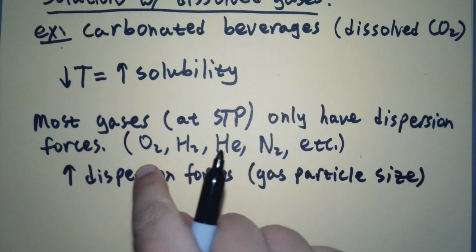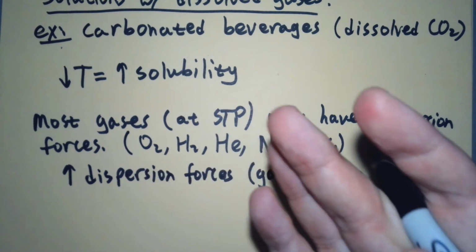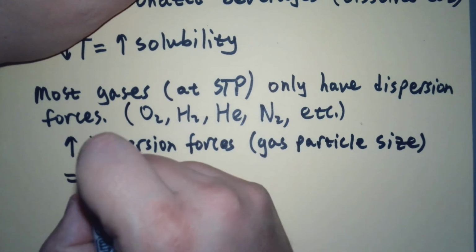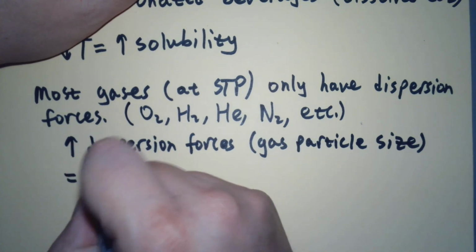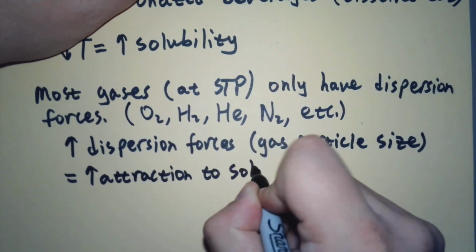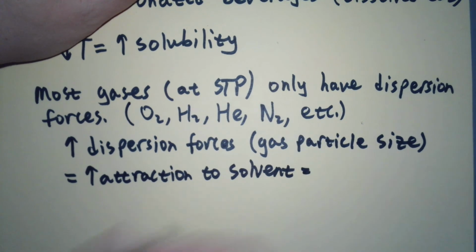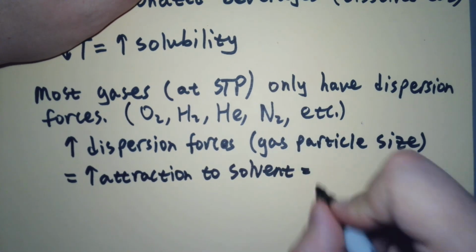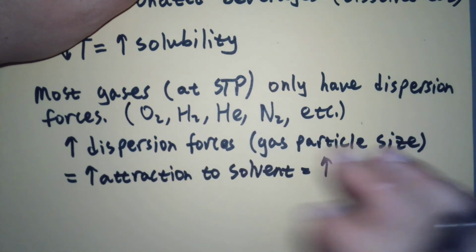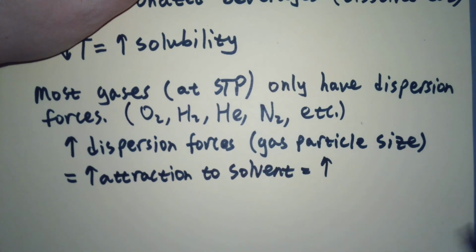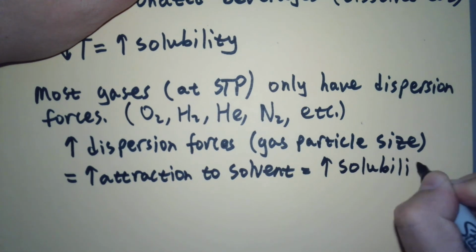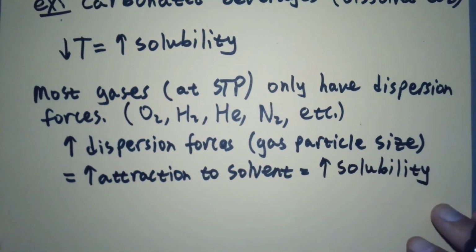So for example, oxygen is bigger than hydrogen. It's going to have greater dispersion forces. And so as that happens, we get an increase in attraction to the solvent, which equals a greater solubility, because the solute attraction is really, really low. And so it's really just all about this. And so we can actually talk about a trend here. So stronger IMFs for gases equals stronger solubility.